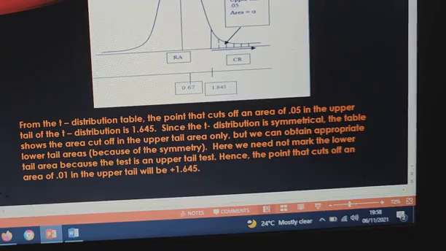From the T distribution table, the point that cuts off an area of 0.05 in the upper tail of the T distribution is 1.645. Since the T distribution is symmetrical, the table shows the area cut off in the upper tail only, but we can obtain appropriate lower tail areas because of the symmetry. Here we need not mark the lower tail area because the test is an upper tail test. Hence, the point that cuts off an area of 0.05 in the upper tail will be plus 1.645.